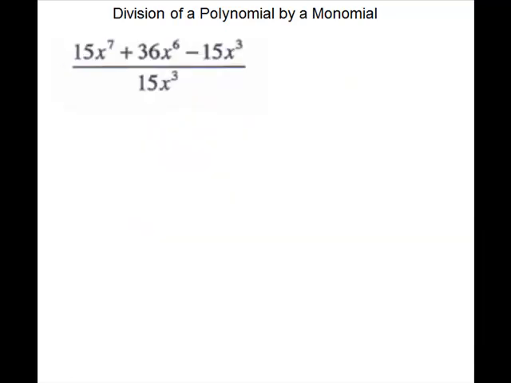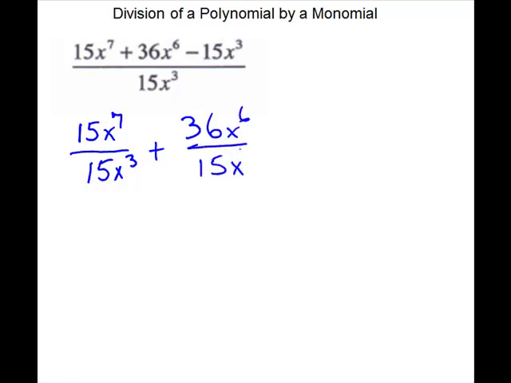For our next problem, we need to make separate fractions. So we will break it apart at the signs, putting each piece over that denominator. And then we will simplify. On the first one, the 15s are going to cancel. Subtract on your variables, the exponents, to get x to the fourth.